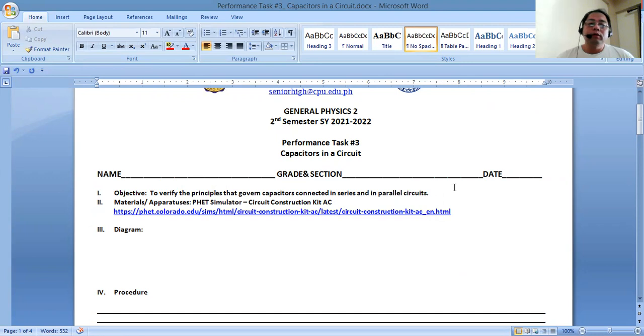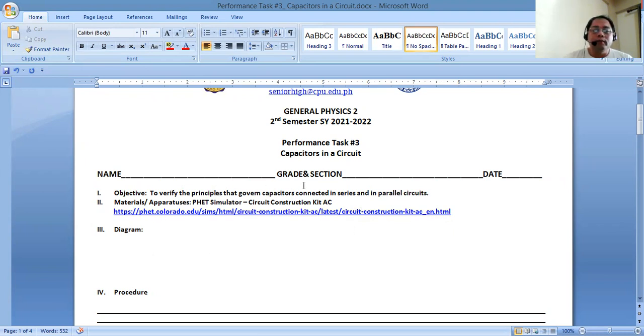Now, our objective for this activity is to verify the principles that govern capacitors that are connected in either series or parallel circuits. To aid us in analyzing our circuit, we will use this PhET simulator. You will notice the link there is attached, and we will be seeing that in a short while. But what are the things that we will see in our activity?